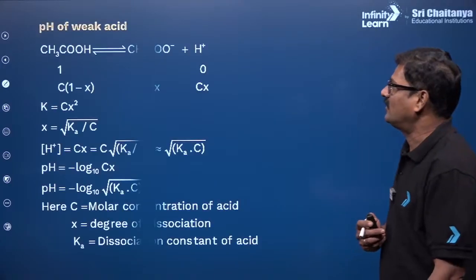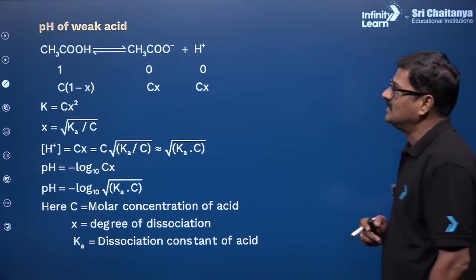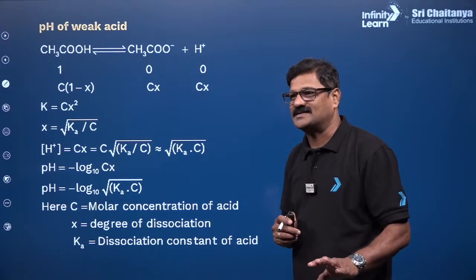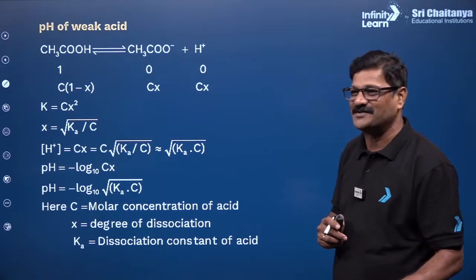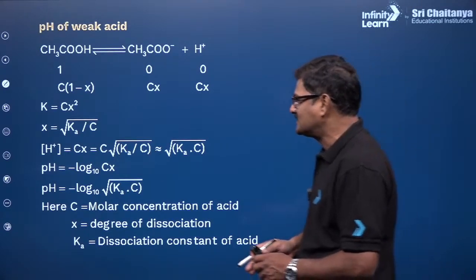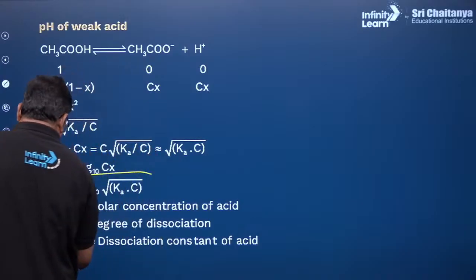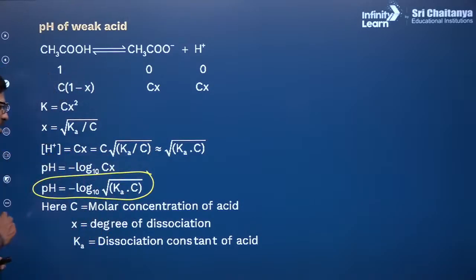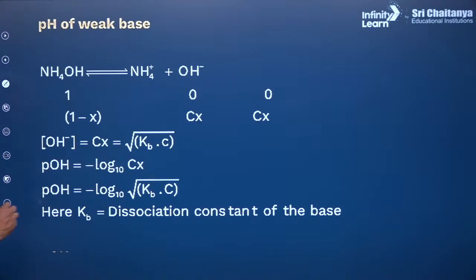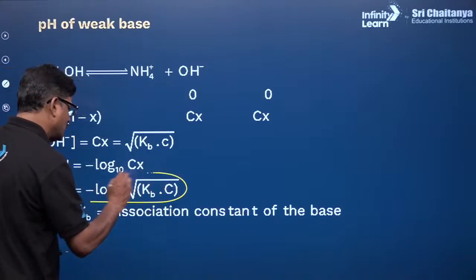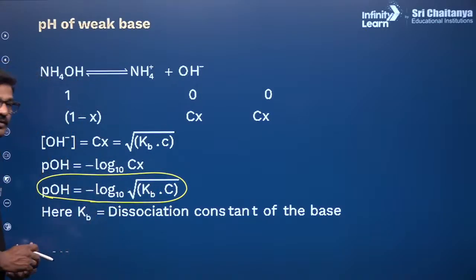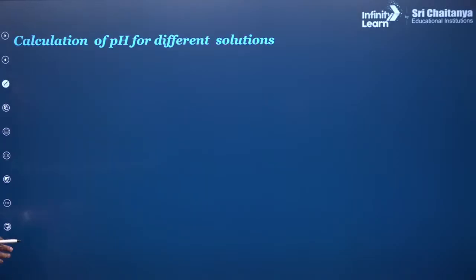And talking about the pH of a weak acid. It is given simply as pH is equal to minus log root of Ka times C. Ka is called the acid dissociation constant. Similarly, for a weak base, pOH is equal to negative log to the base 10 of root of Kb times C, and you can say this for monobasic.